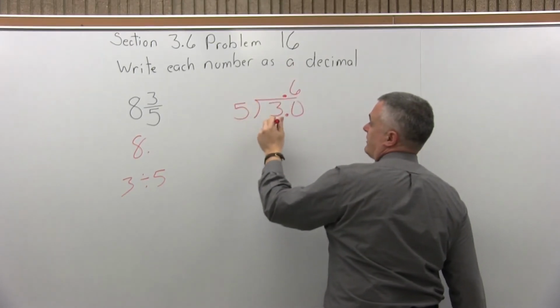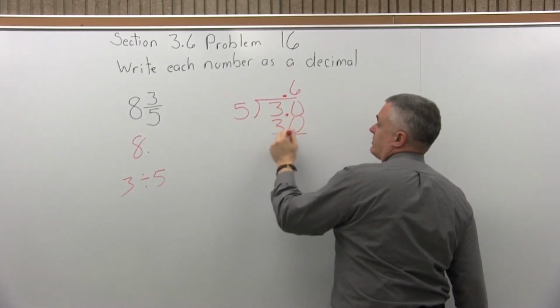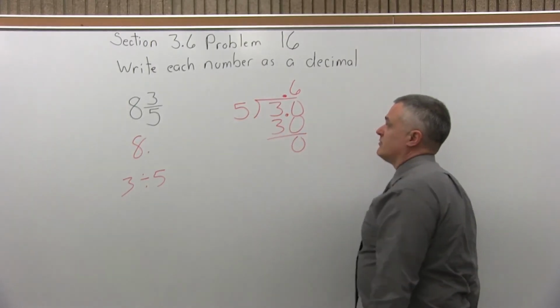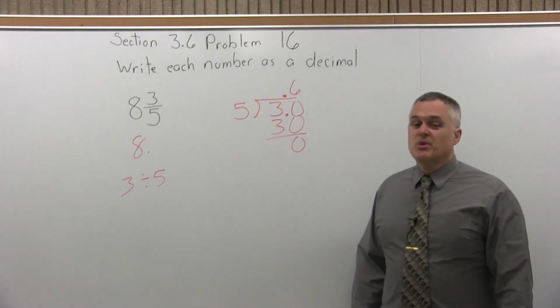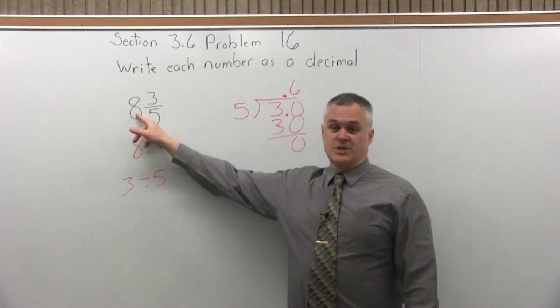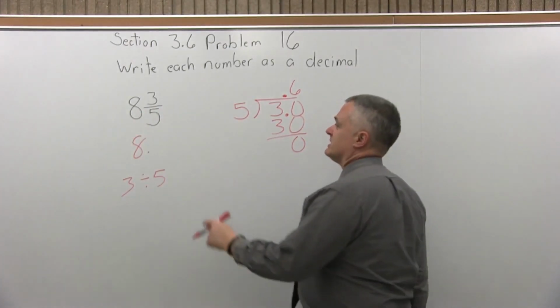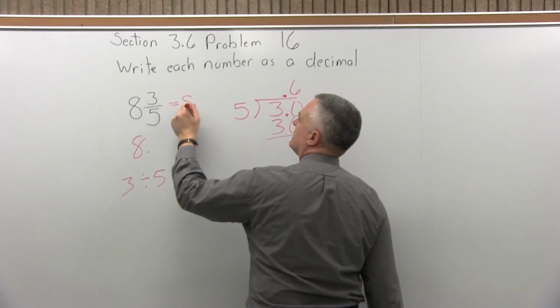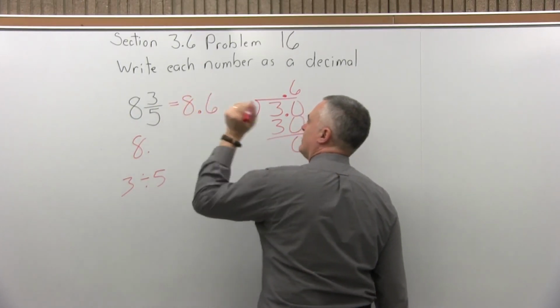So 6 times 5 is 30. I have 30 minus 30 is 0. So it fits in 0.6. Now keep in mind, the answer is not just 0.6. It really has to be 8.6 because I had 8 in a fraction. So as a decimal, 8 3/5 is equivalent to 8.6.